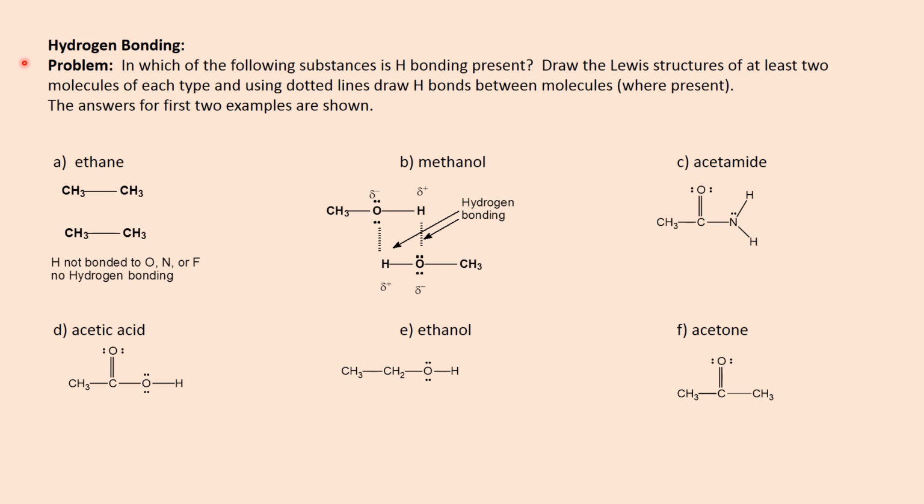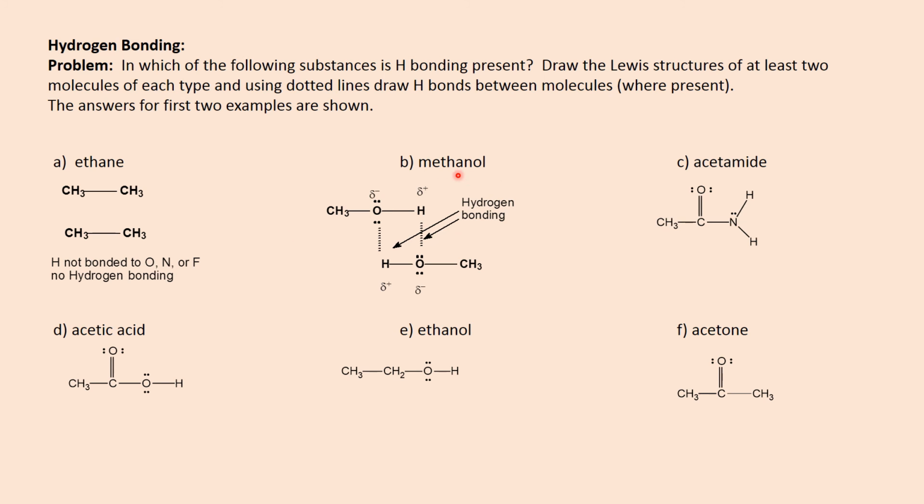Let's do this short exercise. In which of the following substances is hydrogen bonding present? Draw Lewis structures of at least 2 molecules of each type and use dotted lines to draw hydrogen bonds between molecules when they are present. And the answer for the first 2 are shown. So in the case of ethane, I've drawn 2 molecules but no hydrogen bonds between them because hydrogen is not bonded to nitrogen, oxygen, or fluorine, so no hydrogen bonding is present.